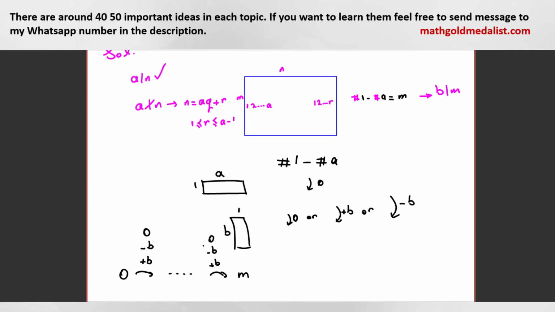So we can conclude N is a multiple of B, exactly. The sum plus or minus B is equal to M. So M is a multiple of B, and we prove this.